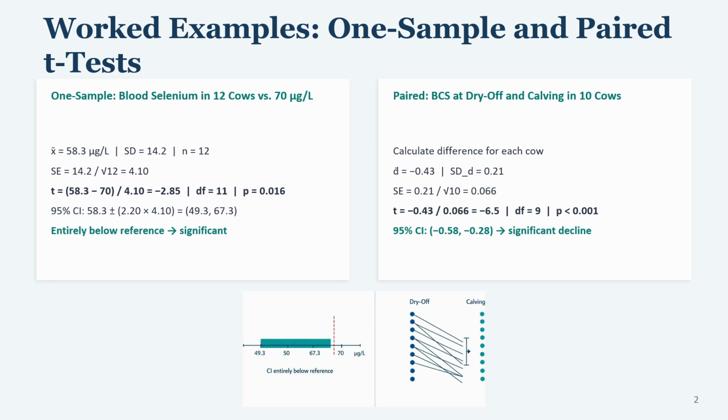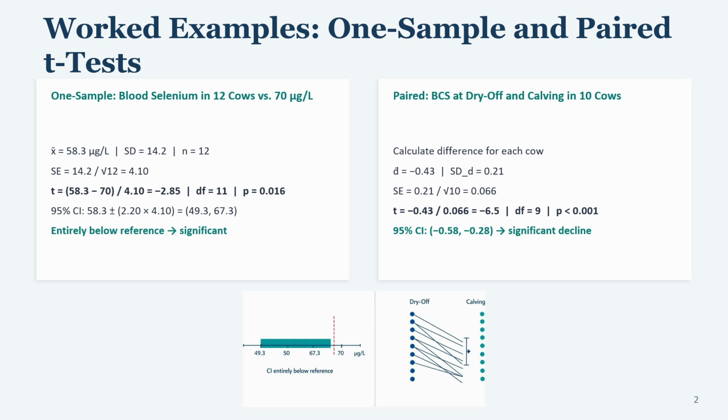Paired t-test. Calculate the body condition score difference for each cow, calving BCS minus dry-off BCS. Take the mean of those differences, negative 0.43. The SD of the differences is 0.21. SE is 0.21 divided by root 10 equals 0.066. T equals negative 0.43 divided by 0.066 equals negative 6.5. P is less than 0.001.